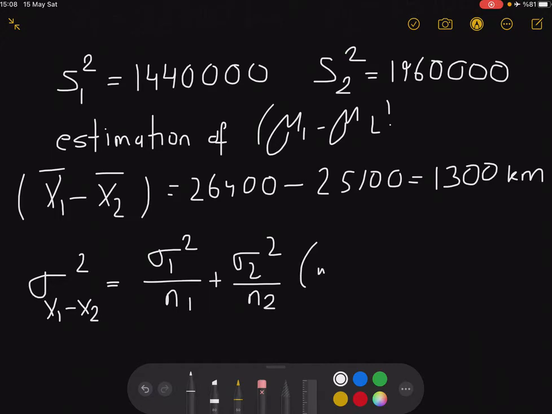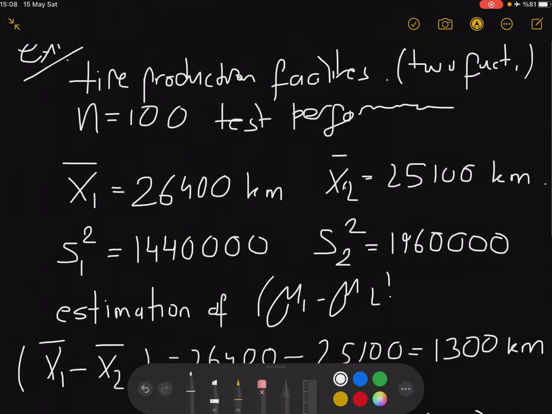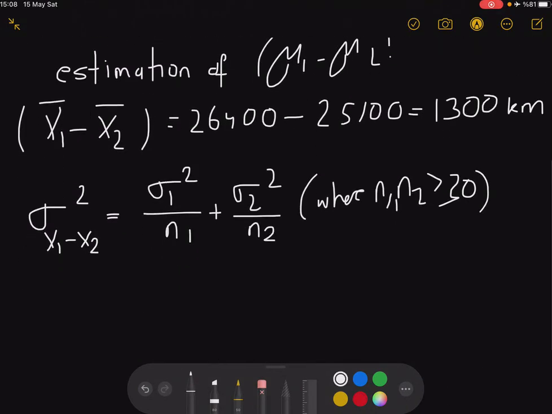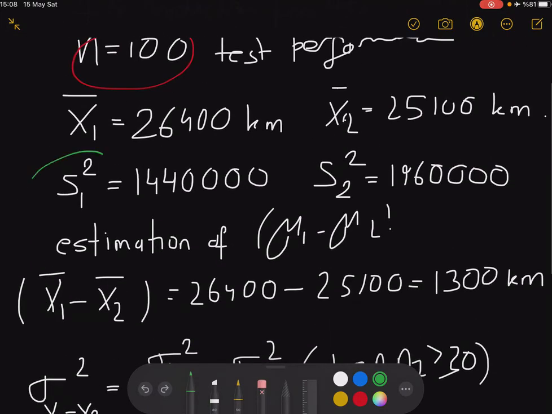Of course, assume that your n1 and n2 are larger than 30. Don't worry, this is the case here. We have 100 samples for each of them, so we can assume it like this. But we don't have the population parameters here. Again, don't worry, just rely on the sample statistics.